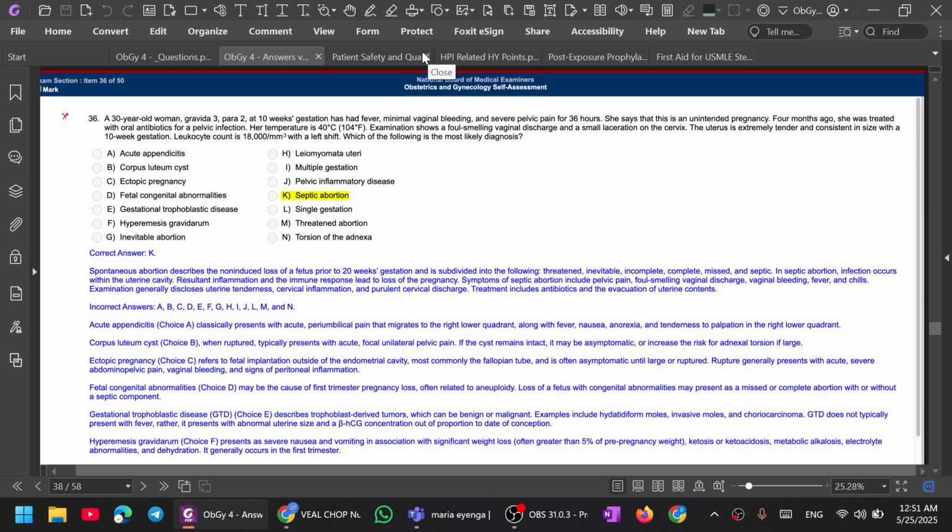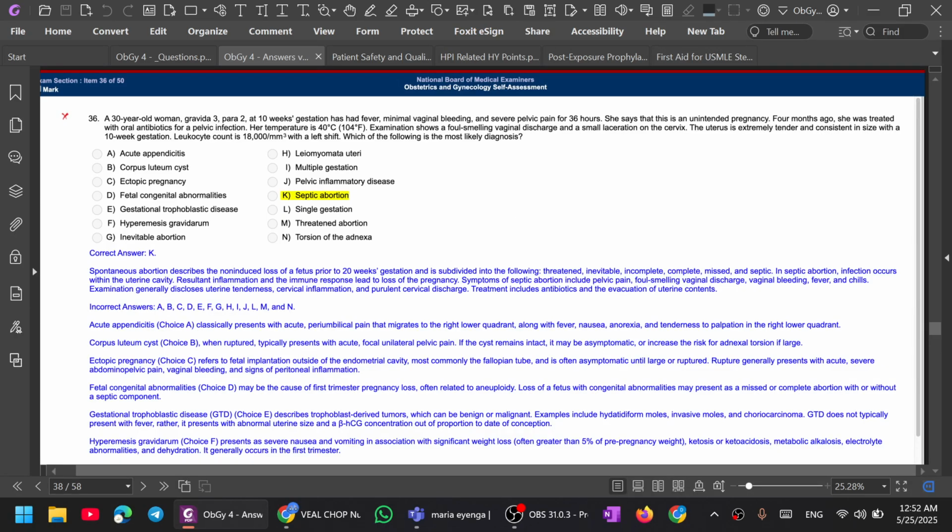Wait, I thought septic abortion was like they tried to remove the baby and then they left some product of conception there and that got infected. That is not retained product of conception. That's not septic abortion. No, maybe not. Oh, okay. And then it's not PID.